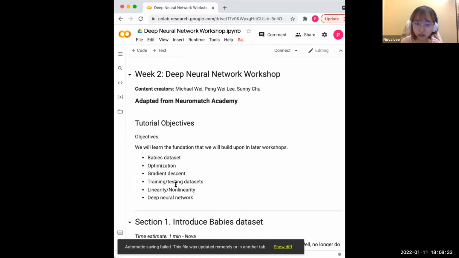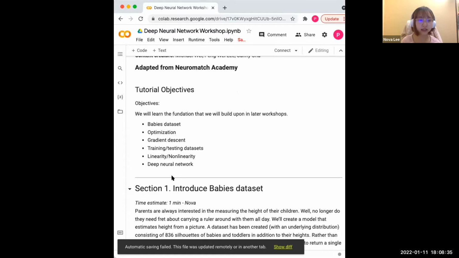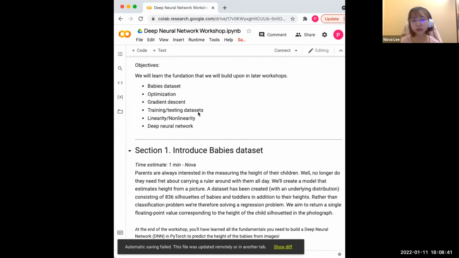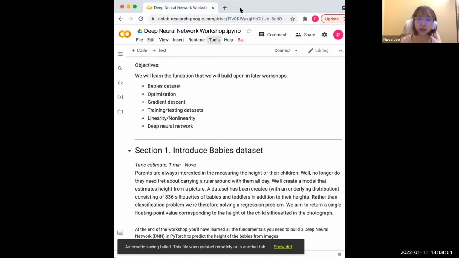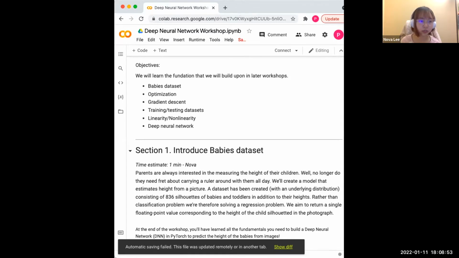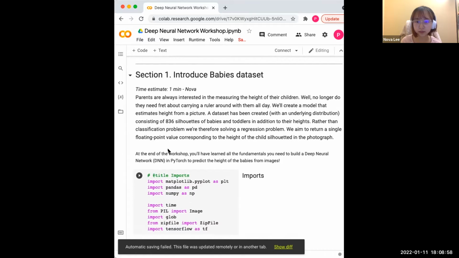So let's start with our agenda today. We're going to talk about the baby data set, obviously, and we're going to talk about optimization, gradient descent, training and testing data set, and a deep neural network eventually. So let's start by introducing the baby data set.